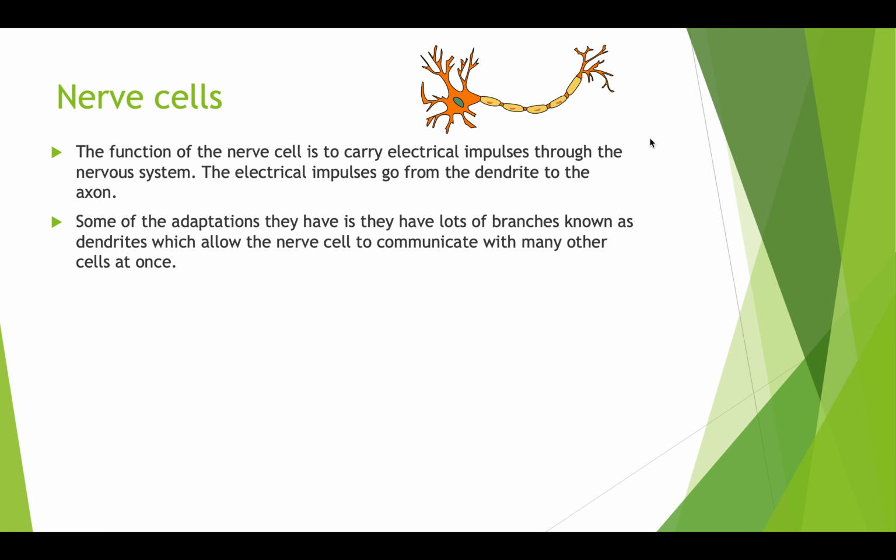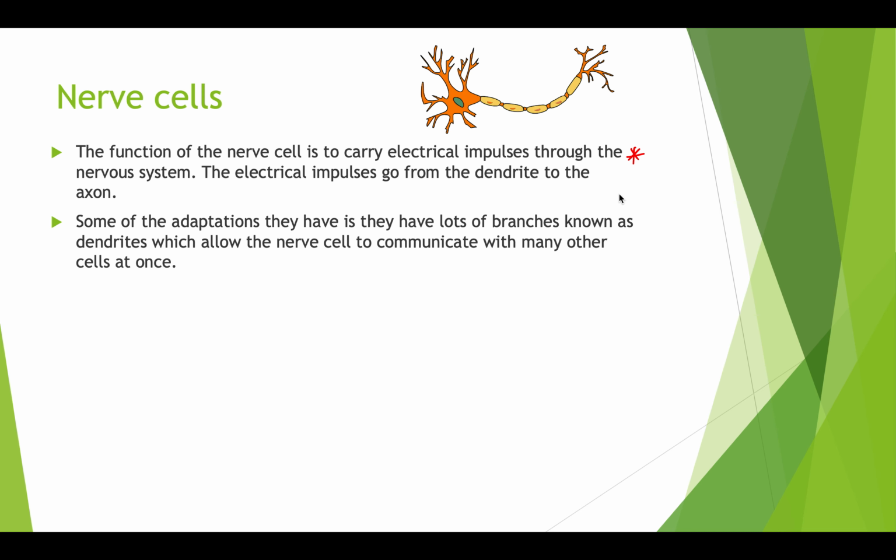Nerve cells. So the function of the nerve cell is to carry electrical impulses through the nervous system. So it's important that you learn that as well. It could come up in exams. The electrical impulses go from the dendrite to the axon. So they have adaptations as well, and they have lots of long branches known as dendrites, which allow the nerve cells to communicate with many other cells at once.